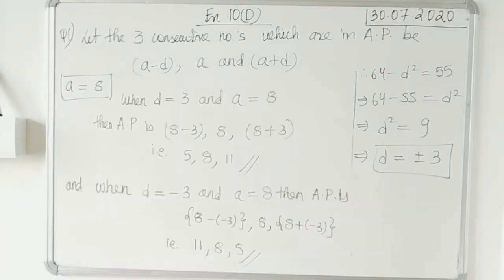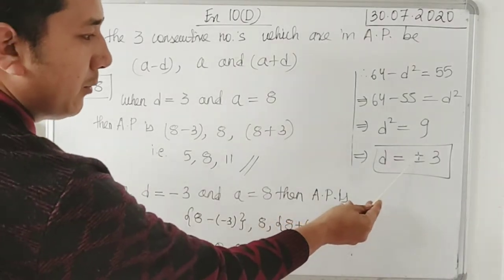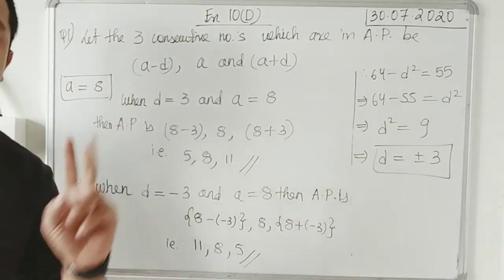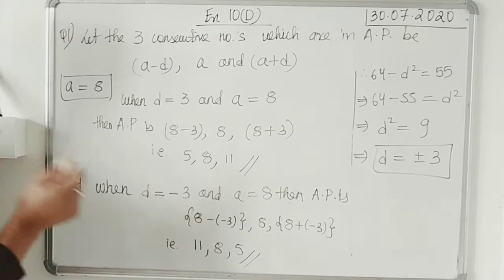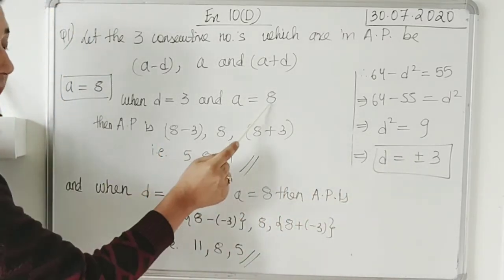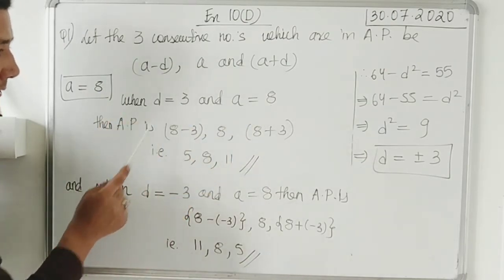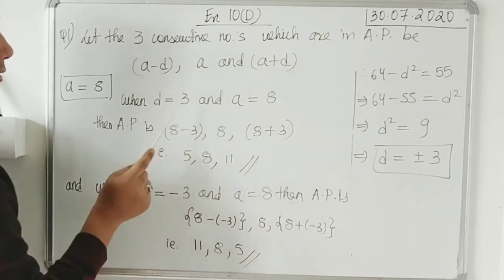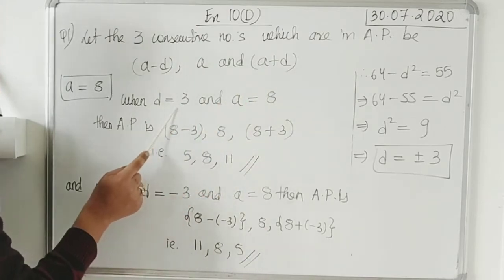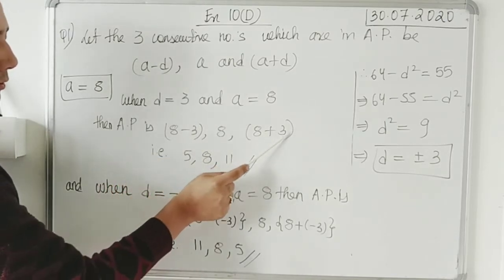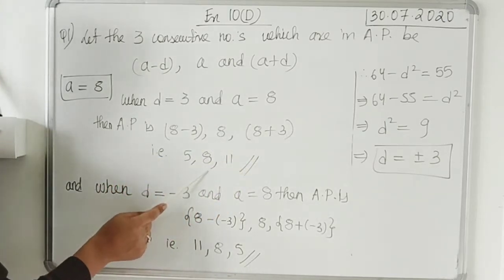So now we write the solution. You can clearly see there are 2 values of D. One is plus 3, the other is minus 3. So we'll be getting 2 different APs, arithmetic progression. Now, the first case, when D equals plus 3 and A equals 8. This was the required term, A minus D, A, A plus D. The value for A equals 8, D equals 3. So this will be 8 minus 3, 8, 8 plus 3, the AP will be 5, 8, 11.